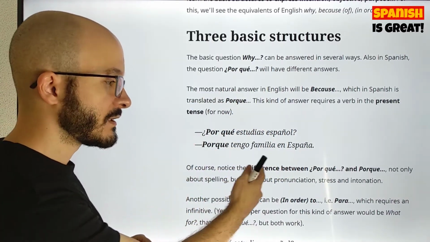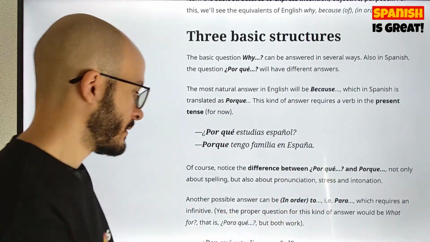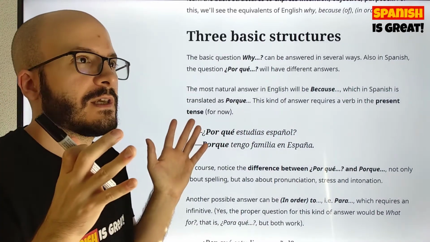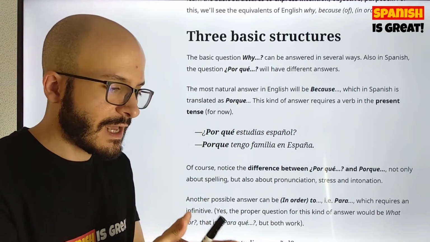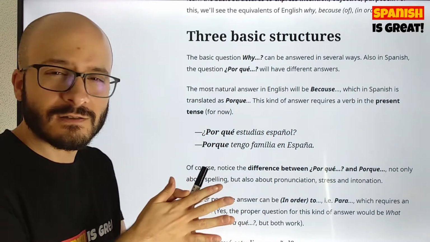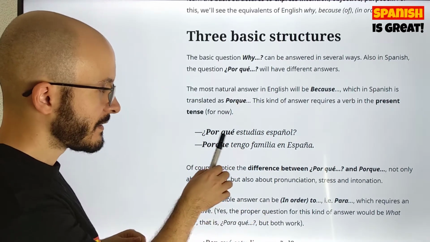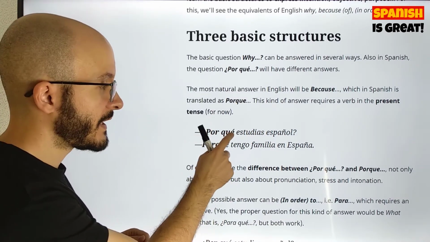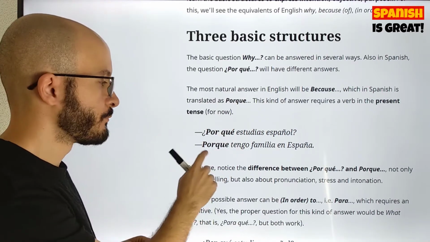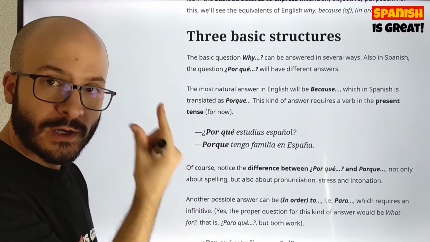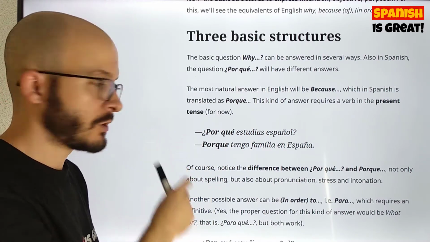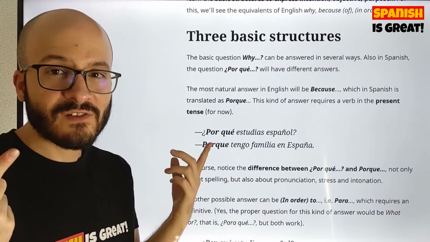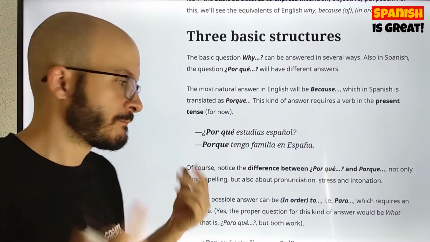Then, of course, notice the difference between ¿por qué? and porque. Not only about spelling, so we see, no? The difference. Because this is quite a common mistake even among natives, even if it's quite easy, no? But okay. So we see the question here, ¿por qué? There is a space, and then qué has an acento. And then porque is one word without acento. Okay? ¿Por qué? Porque.